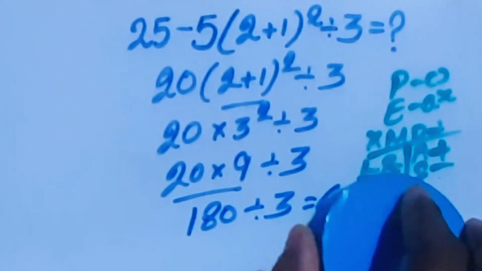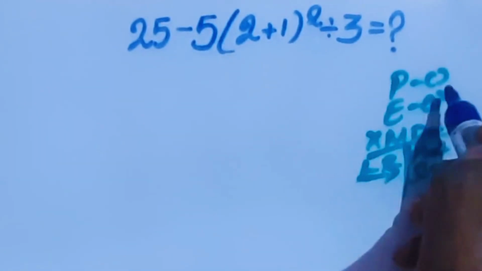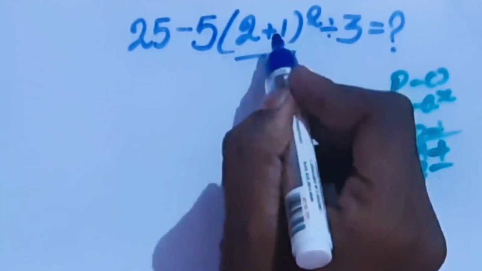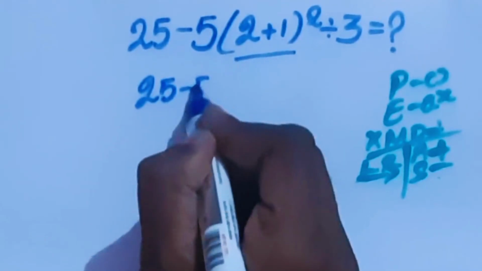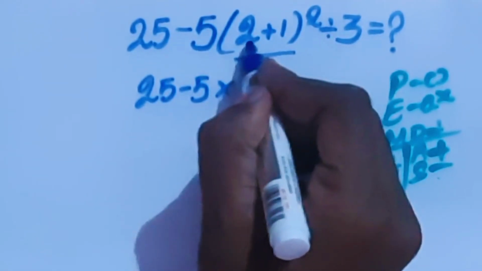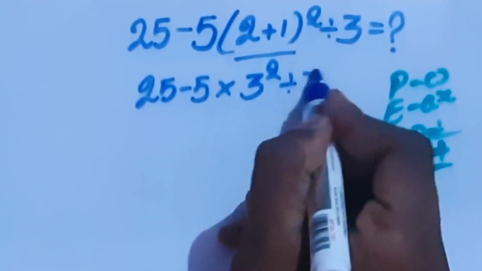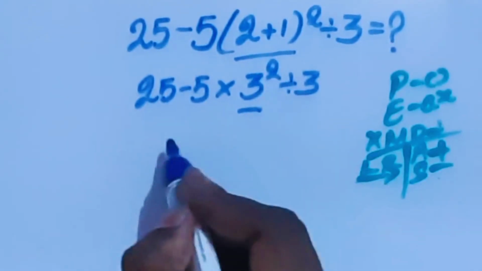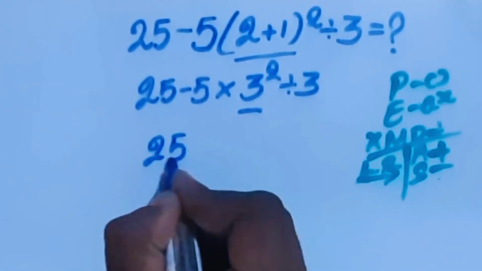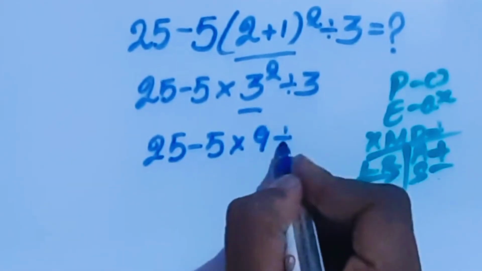Now we are going to solve this problem in the correct way by using this order of operations PEMDAS. Here, as per this order of operations PEMDAS, the bracket is higher priority, so we have to do this bracket before any other operation. So 25 minus 5 times this bracket, 2 plus 1 is 3, square, divided by 3. Here next priority is exponent. Exponent here is 3 power 2. So 25 minus 5 times 3 square is 9, divided by 3.